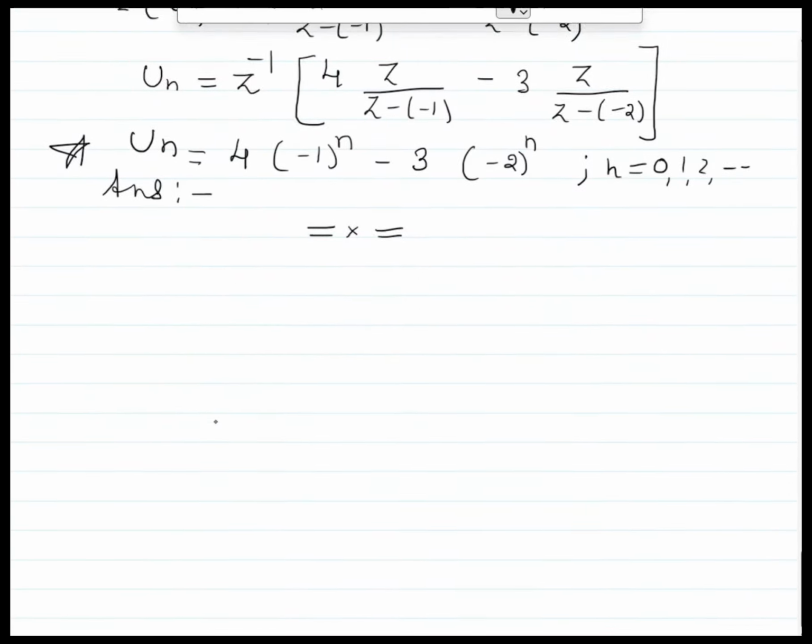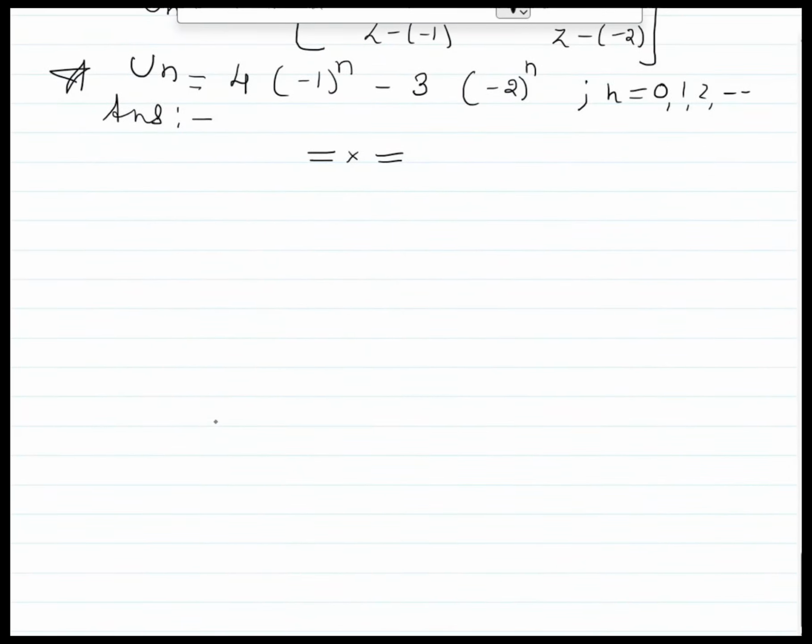In this way, we can find the solution of a difference equation by either method. We have two methods: one is the partial fraction method and the other is the residue method. Right now we are studying and solving by the partial fraction method. Now I am writing one question.